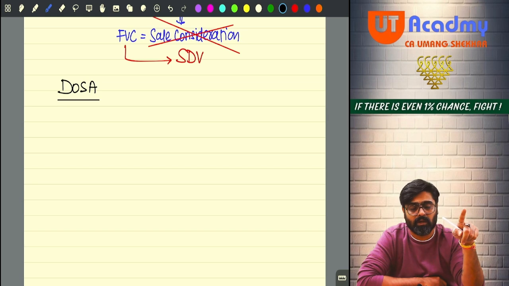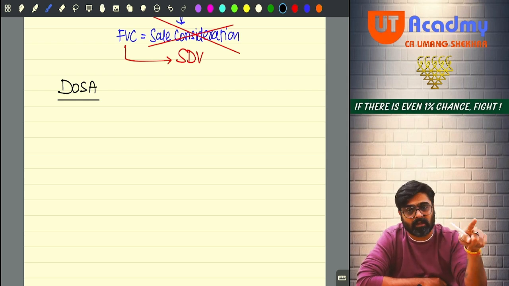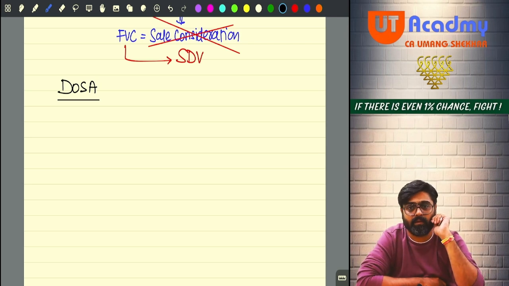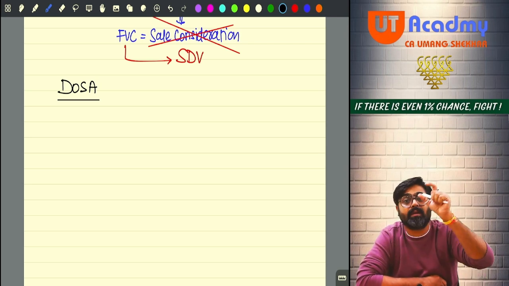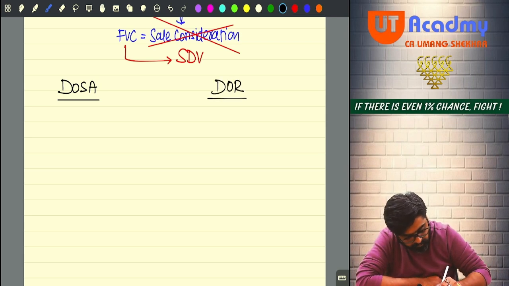Out of that balance 27, 20 lakhs I will pay in the next installment within 30 days. And the remaining 7 lakhs I will pay once the property gets registered in my name. This was written in the agreement. So when this is written, when the property is registered, there is one date of registration also.